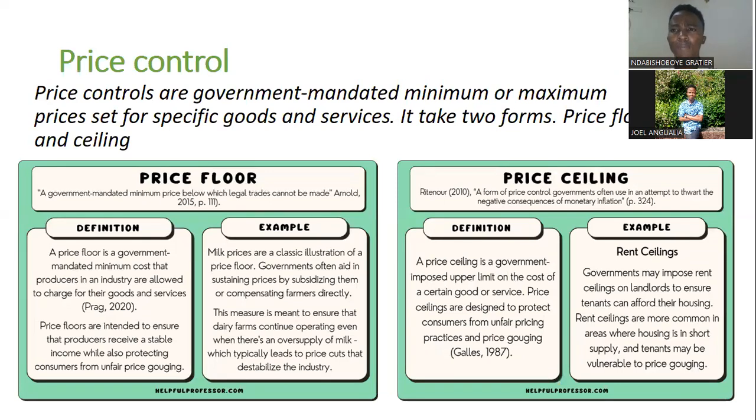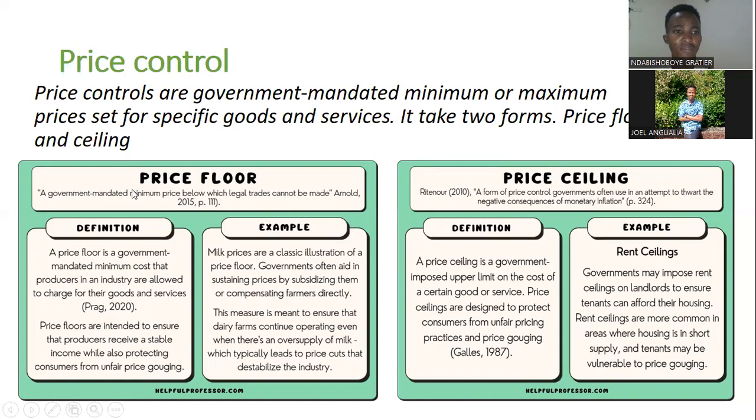So, upon looking at the demand curve and supply curve, let's also look at price control. Price controls are government-mandated minimum or maximum prices set for specific goods and services. It takes two forms, as the government comes in to regulate the prices of specific goods. We have the price floor and the price ceiling.